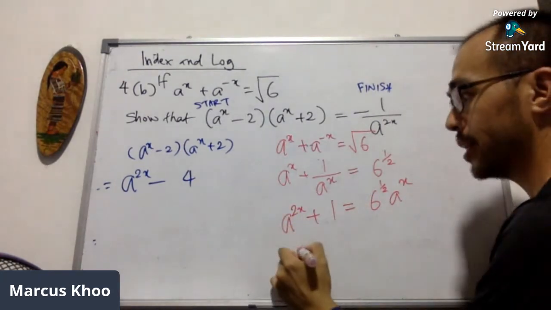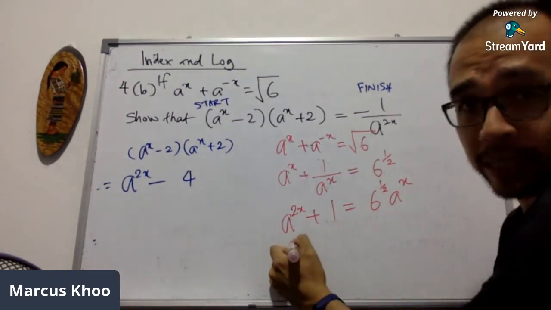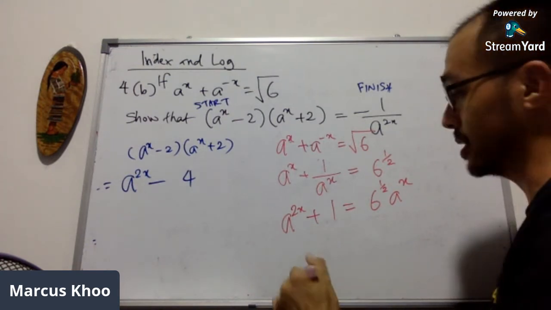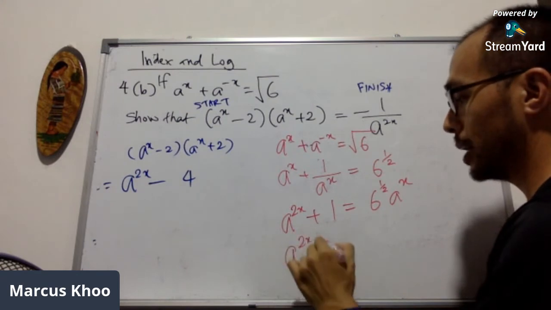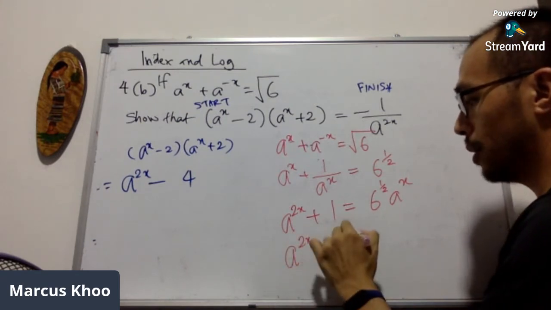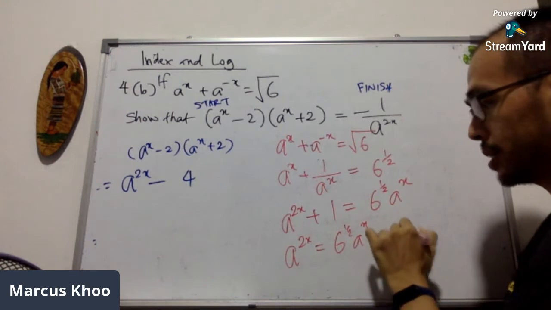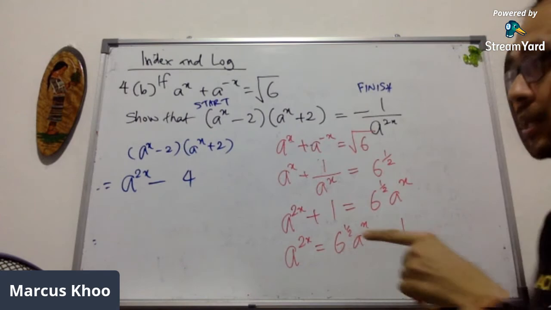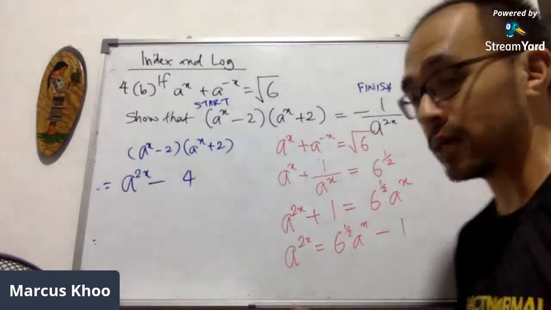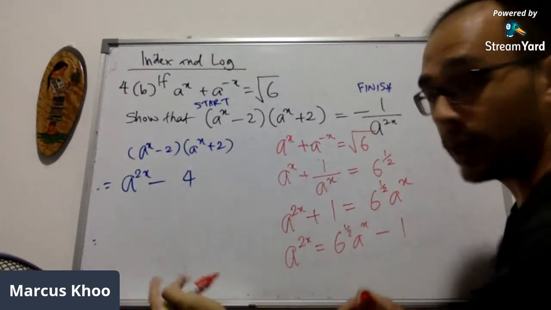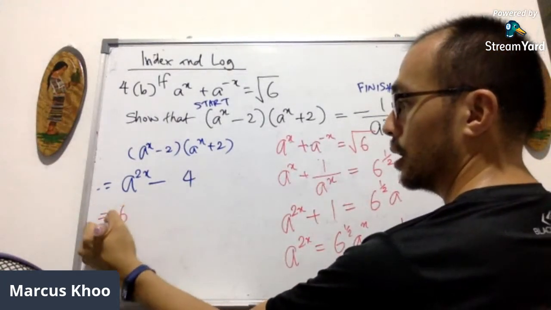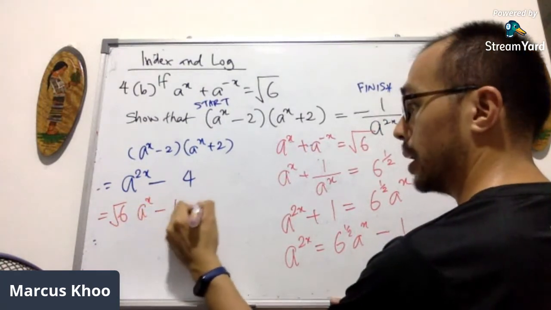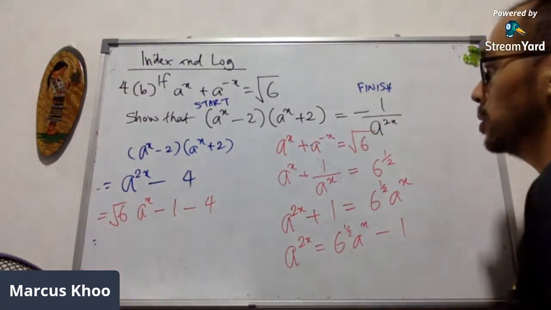If I were to rewrite this, let's experiment. Honestly, I don't really know how to solve this, but let's experiment and see how. So a to the power of 2x equals to 6 to the power of half times a to the power of x minus 1. What if we substitute this in here? Let's see what happens. So we get square root 6 a to the power of x minus 1 minus 4. Wow.